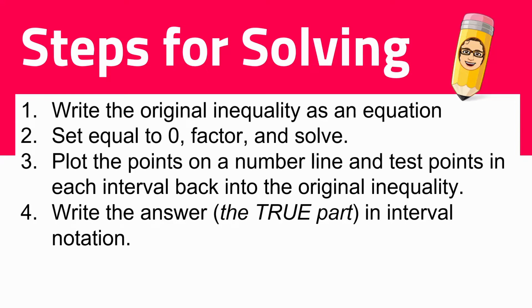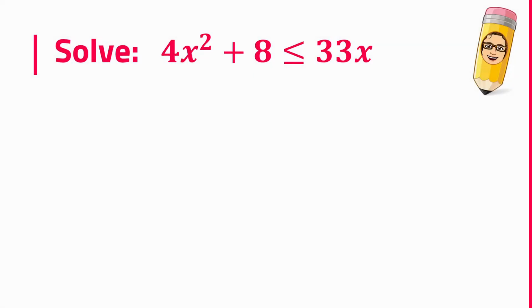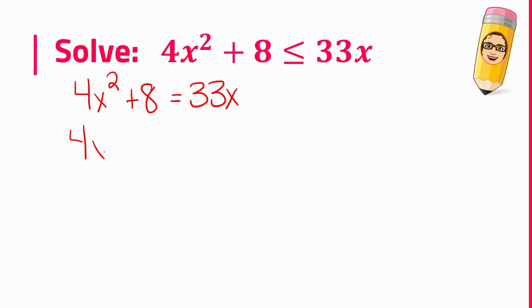Let's continue. First example: 4x squared plus 8 is less than or equal to 33x. So the first step I'm going to do is make that an equal sign. Okay. Now I'm going to get it equal to 0, so I'm going to move this 33x over to the other side. There we go: 4x squared minus 33x plus 8 is equal to 0.